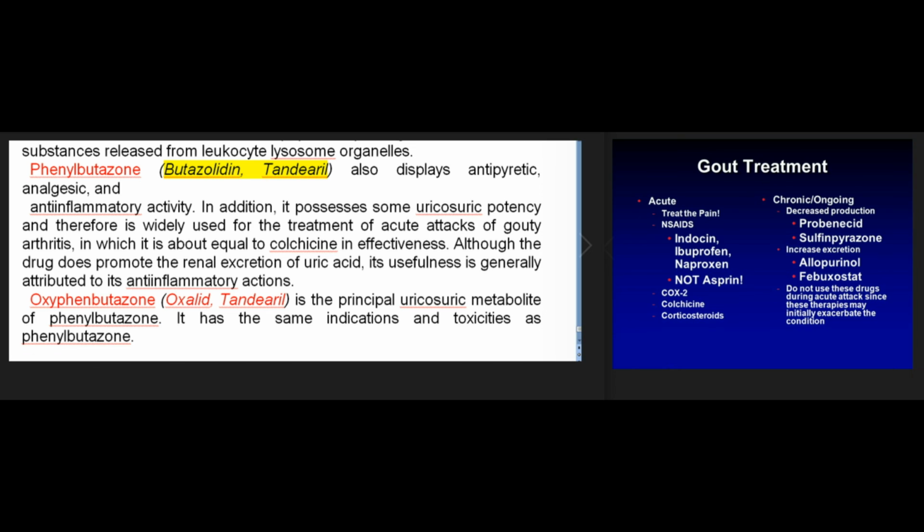Phenylbutazone, Butazolidine, Tandaril, also displays antipyretic, analgesic, and anti-inflammatory activity. In addition, it possesses some uricosuric potency and therefore is widely used for the treatment of acute attacks of gouty arthritis, in which it is about equal to colchicine in effectiveness. Although the drug does promote the renal excretion of uric acid, its usefulness is generally attributed to its anti-inflammatory actions. Oxyphenbutazone, Oxalid, Tandaril, is the principal uricosuric metabolite of phenylbutazone. It has the same indications and toxicities as phenylbutazone.